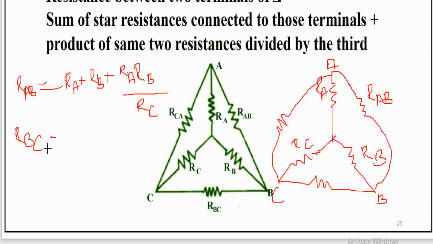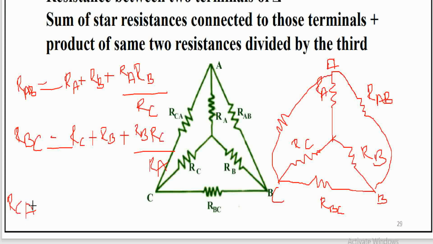Similarly, if I want to find RBC, is this RBC? Yes, absolutely, this is RBC. So how did you get this RBC? By connecting the C point and the B point, that is RC and RB. So RC plus RB plus RC into RB, divided by the opposite resistance in star for RBC. This is your opposite resistance, so just divide with RA.